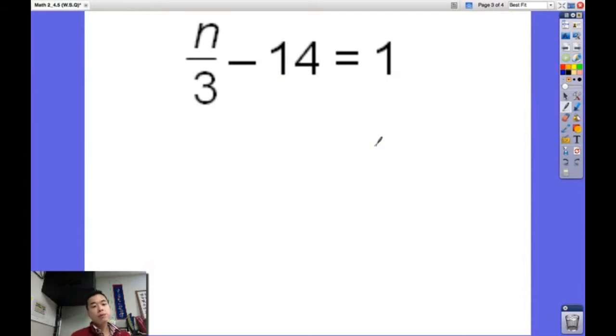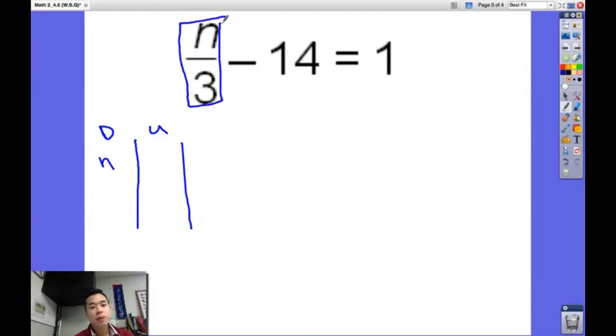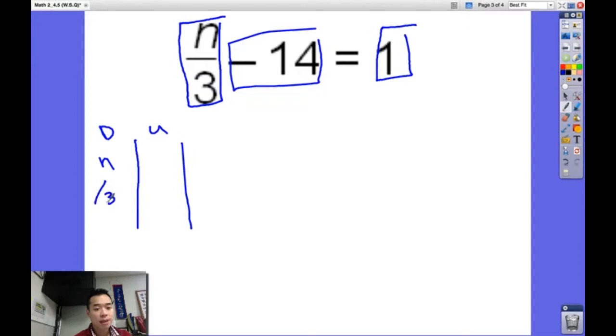Okay, last example. Build my do, undo table. Do, undo. Here's my n, put a rectangle around it. That's a positive, that's a negative 14, and that's a positive 1. Check it out. Here's n. First thing that happens to it is it gets divided by 3. Next it gets minus 14. Immediately go into the undo.